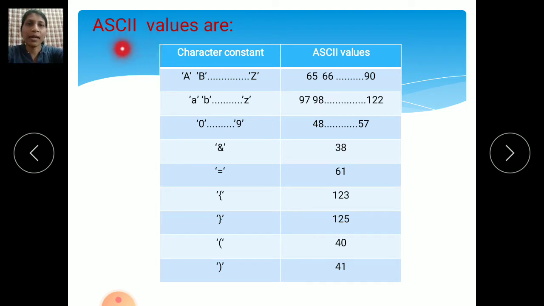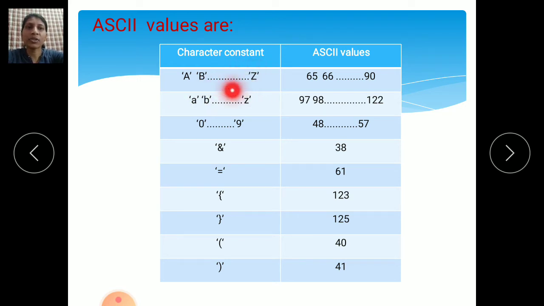What do you mean by ASCII values? See here what the ASCII values are. We will see here: character constants and ASCII values. These are the character constants, and these are the ASCII values of these character constants. See here, character constant means what? This is one of the types of constant. This is a character constant.